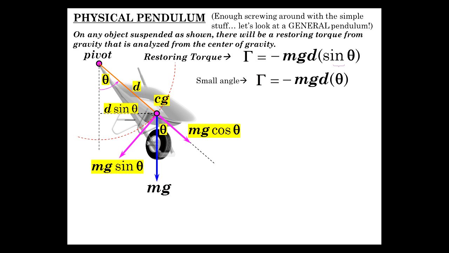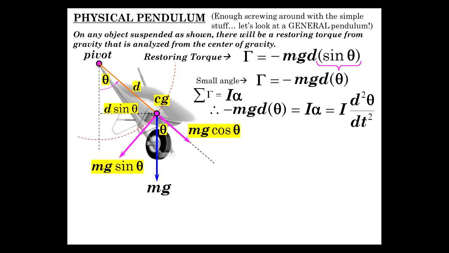For small angle, torque is equal to minus mgd theta for similar reasons as before. Very good. We're well on our way. Sum of the torques is I alpha, so minus mgd theta equals I alpha. But what's alpha? You know what alpha is. It's the second derivative of position. So I d squared theta dt squared, which is then equal to minus mgd over I theta.